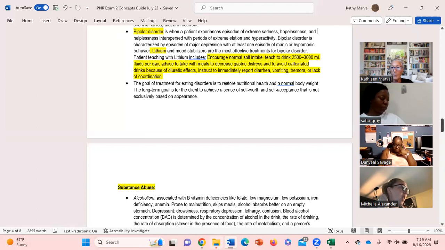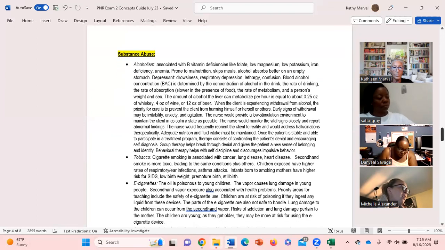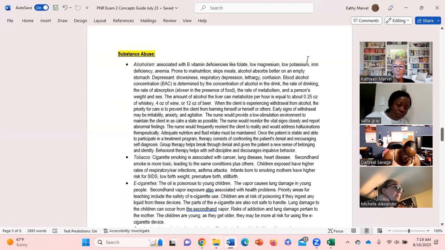Substance abuse, let's talk about that. Alcoholism. Here's a description of what kinds of things it may cause. Prone to malnutrition, skipping meals, right? We know that alcohol absorbs better on an empty stomach. It's a depressant, right?